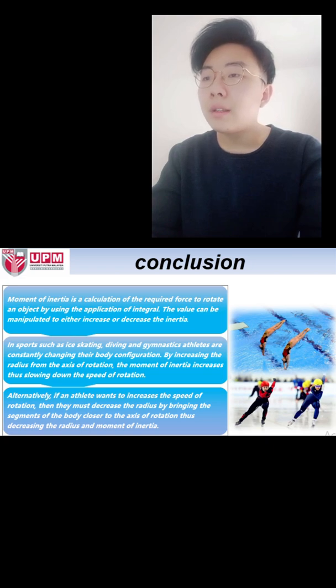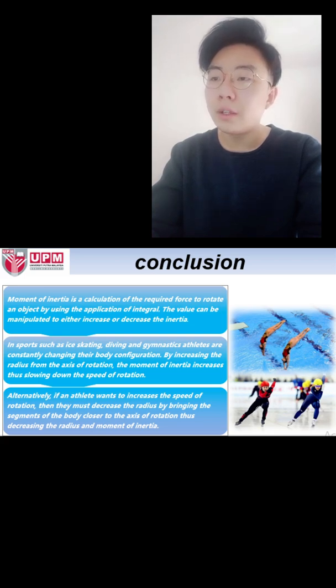By increasing the radius from the axis of rotation, the moment of inertia increases, thus slowing down the speed of rotation. Alternatively, if an athlete wants to increase the speed of rotation, they must decrease the radius by bringing the segments of the body closer to the axis of rotation, thus decreasing the radius and moment of inertia.